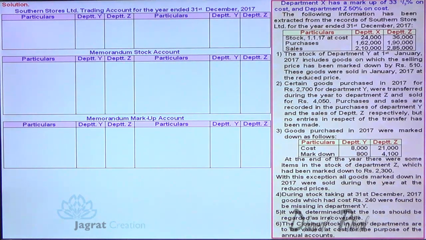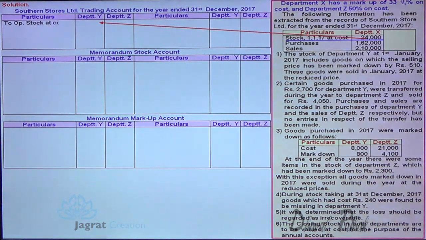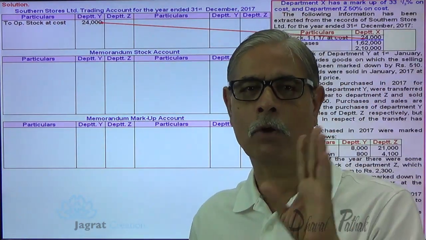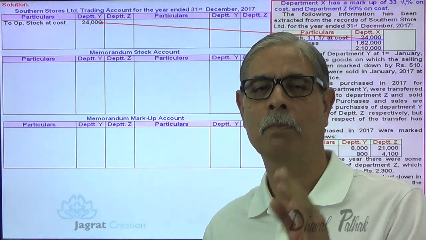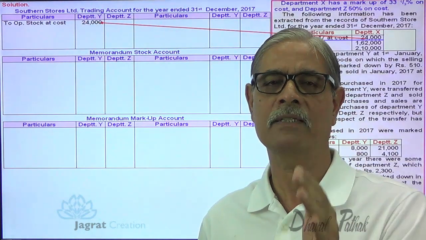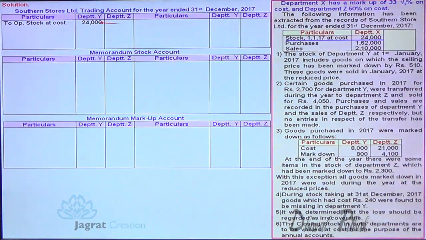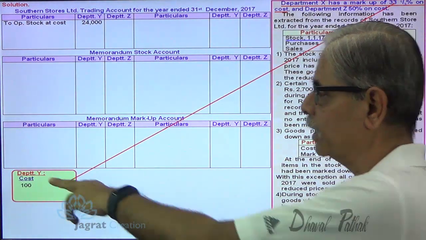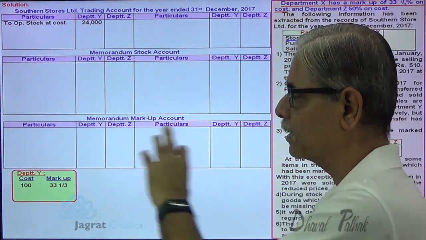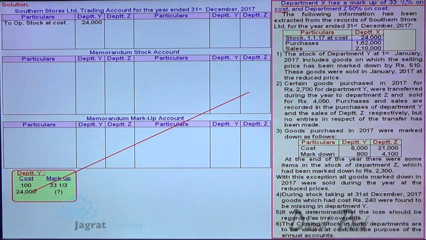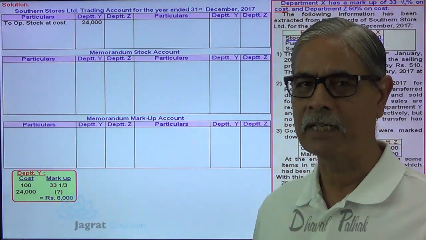Now, first of all, let me concentrate on Department X. So, opening stock 24,000. This is a normal trading account where the stock is recorded at cost. Here is a Memorandum Stock Account. The stock is recorded not at cost but cost plus markup, cost plus load or cost plus profit. So this 24,000, cost is 100. Markup for Department X is 33 and 1/3%. So for 24,000, how much is the markup? You are required to add 8,000 as the profit.